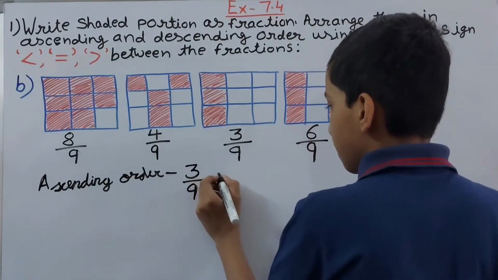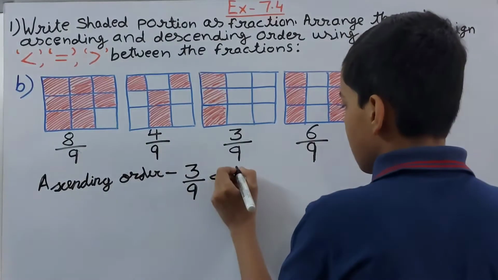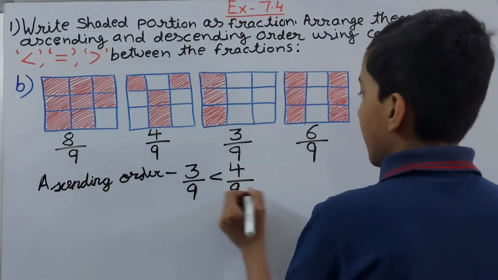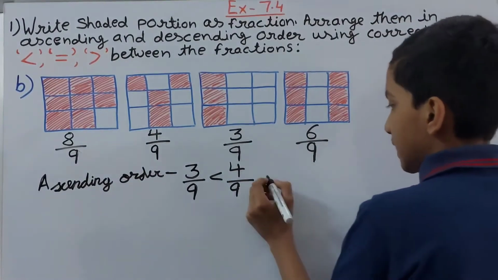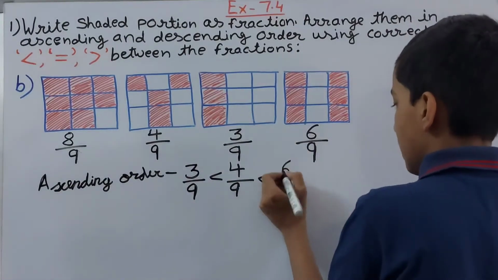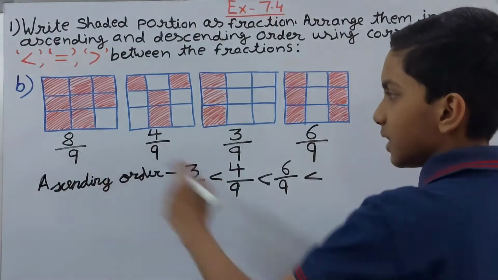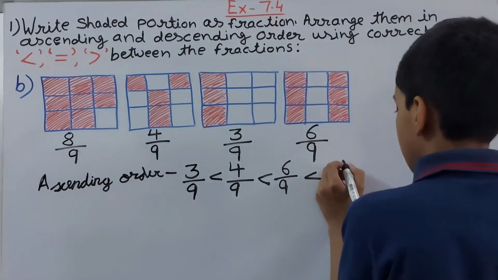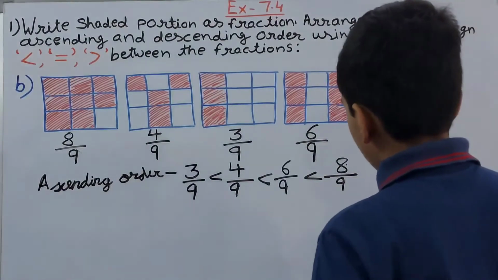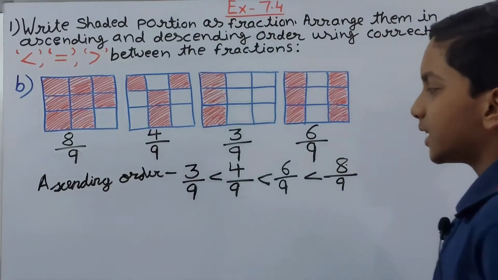Then 3 upon 9, and then this sign here. Now we have 4 upon 9 here, which is greater than 3 upon 9, and then we have 6 upon 9, which is greater than 4 upon 9. Then we have the last one, 8 upon 9, which is greater than 6 upon 9. Okay, so as you can see here, we have written the ascending order.